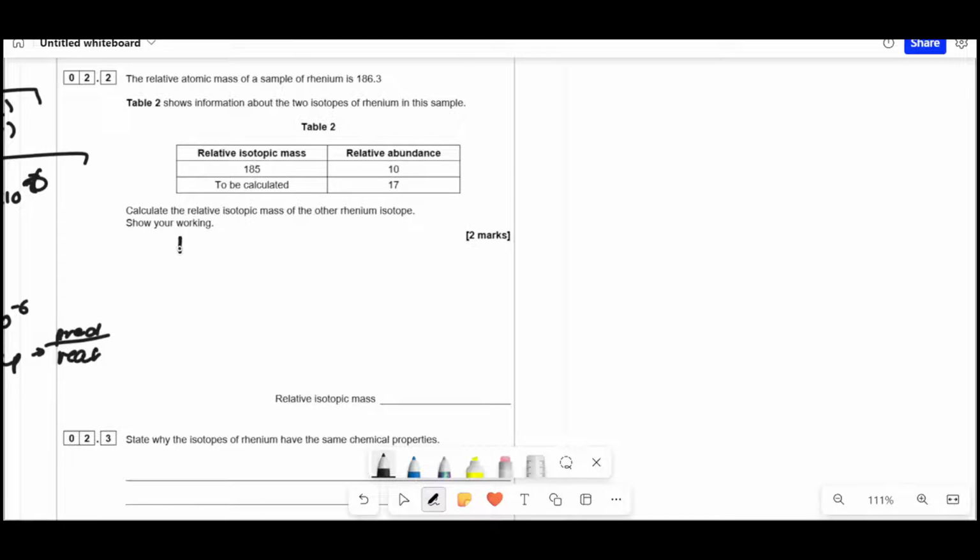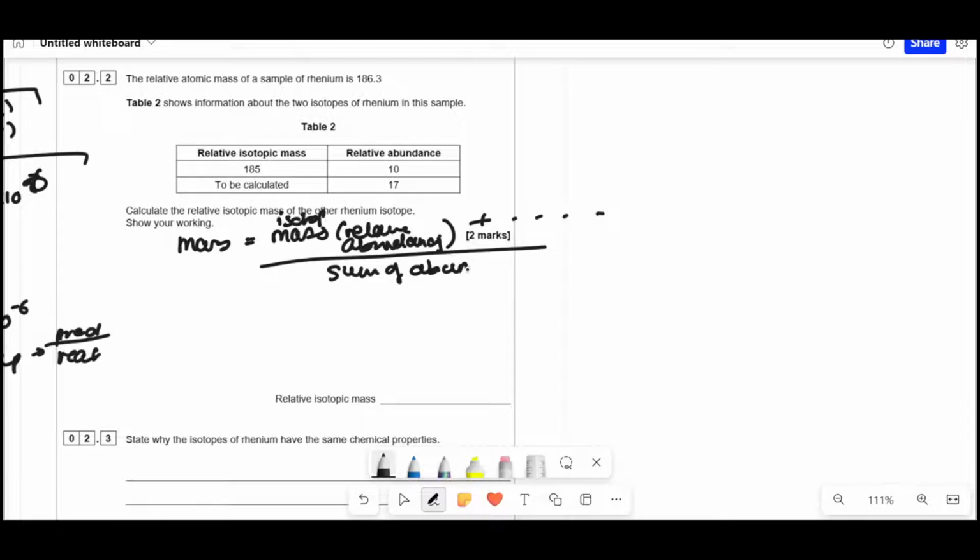You should know that the mass is roughly the isotopic mass times its relative abundance, plus all the other isotopic masses times their abundances, all over the sum of the abundances. So if they gave you percentages, then that should be 100%, but sometimes they don't.